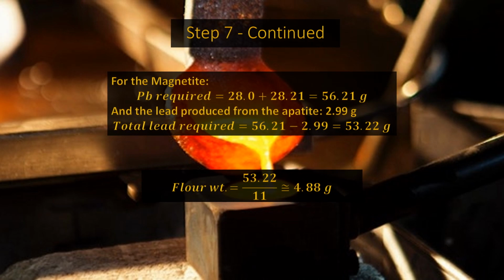As the magnetite is oxidizing, the required amount of lead to produce a 28-gram button is calculated to be 56.21 grams. However, there will be a small amount produced by the reducing power of the apatite and must be subtracted from the required amount. Since the formation of the lead button is still inhibited, flour will need to be added. The reducing power of flour is 11. Therefore, 4.88 grams of flour will be required for the formation of the lead button.